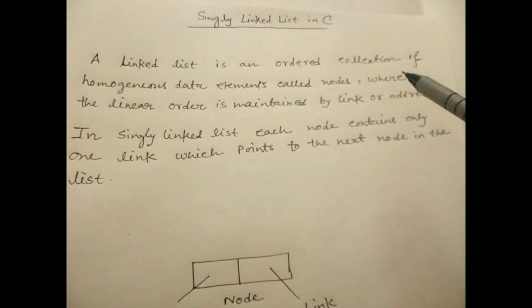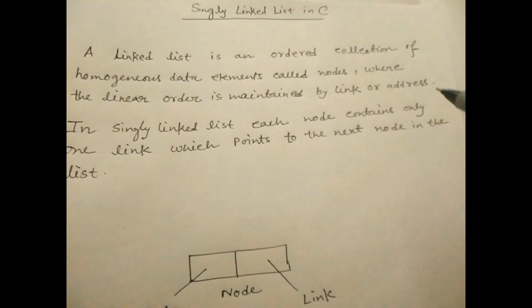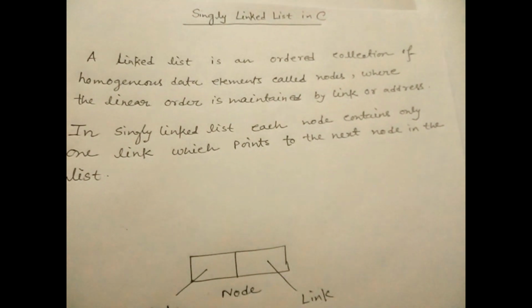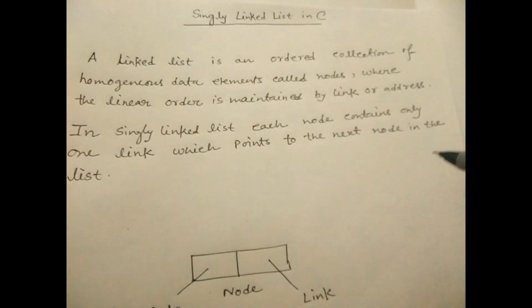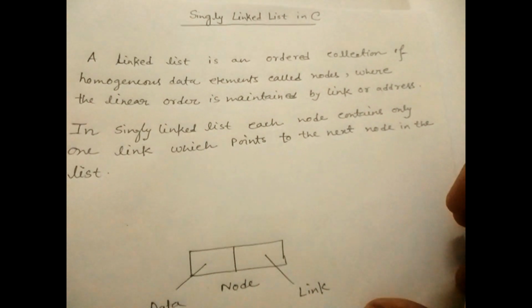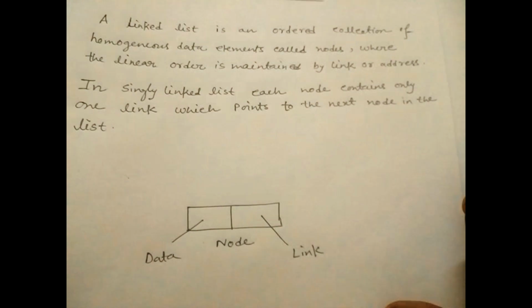A linked list is an ordered collection of homogeneous data elements called nodes, where the linear order is maintained by link or address. In a single linked list, each node contains only one link which points to the next node in the list. Let's see what is a node.